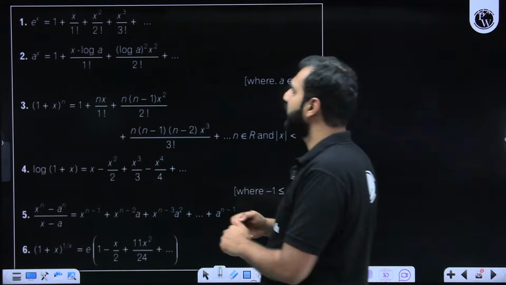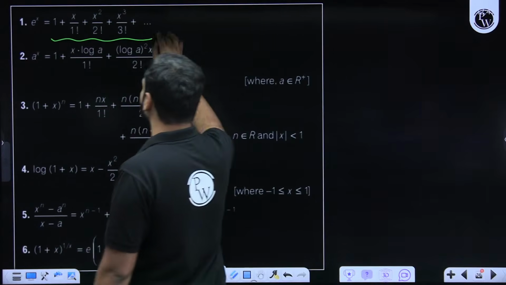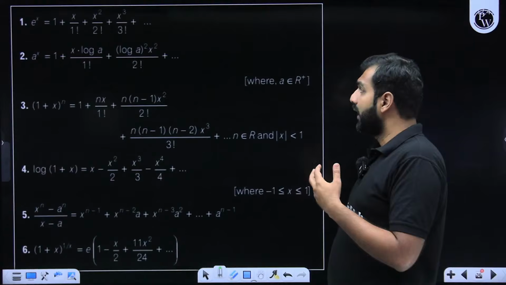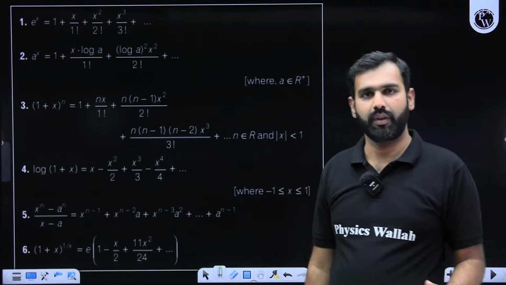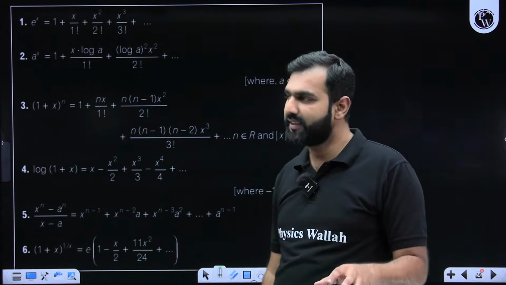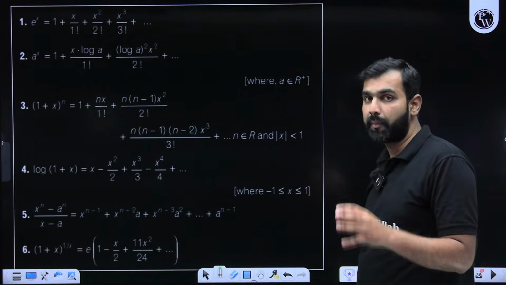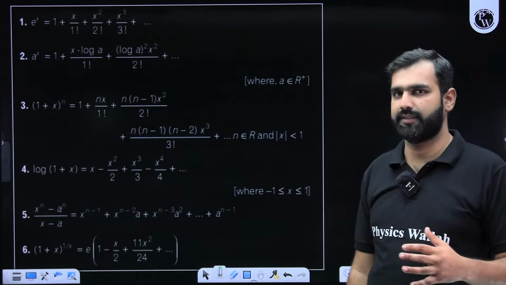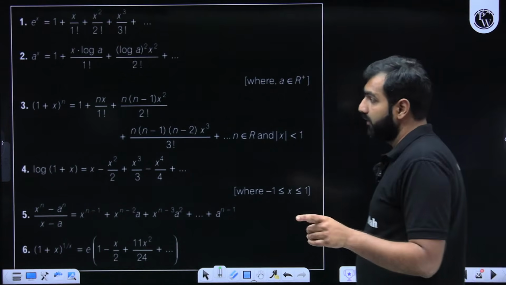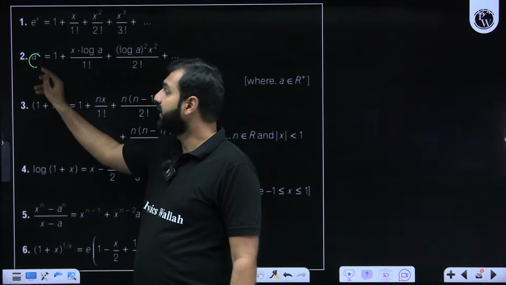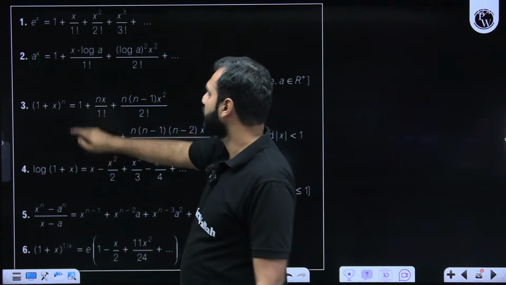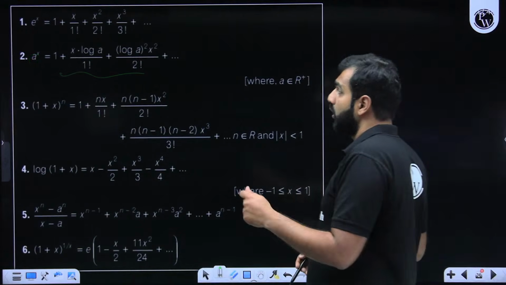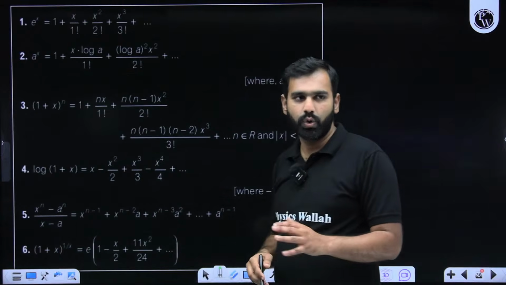The first one being e to the power x, which is 1 plus x upon 1 factorial plus x square upon 2 factorial, and so on. This you use in binomial, this you use in calculus, this you use at a lot of places. So I'm requesting you that you should remember them. You should memorize them. These expansions should be there with you. Please remember them. But instead of e to the power x, if it is a to the power x, where a is any arbitrary constant, the expansion becomes 1 plus x into log a upon 1 factorial plus log a whole square into x square upon 2 factorial, and so on until infinity.